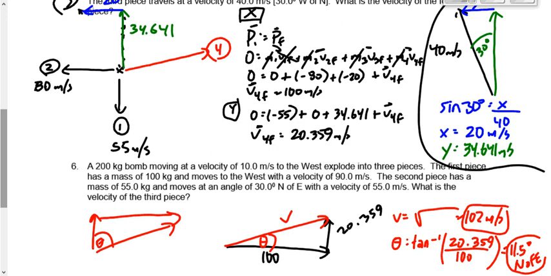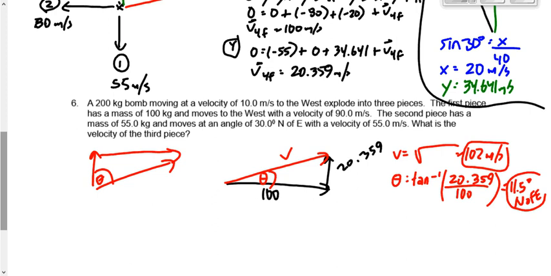Good. How many people got that? Okay. Not bad. But hopefully by the end of this we have a little bit more success than that.